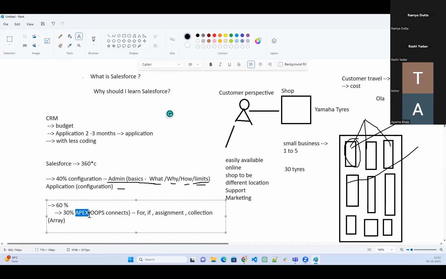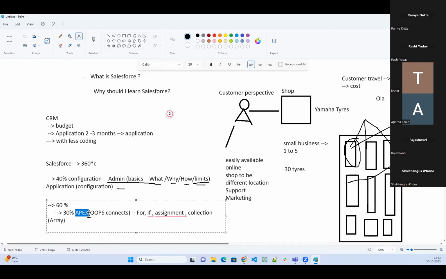Now here, rather than focusing on the very big picture of Apex, try to understand how I can use it, and what are the different ways I can use it. Here you need to understand how I can use Apex in each function or each topic. For example, let's take a for loop. How can I use a for loop? And what are the different ways I can implement it?